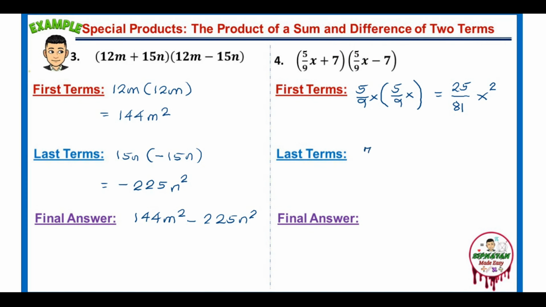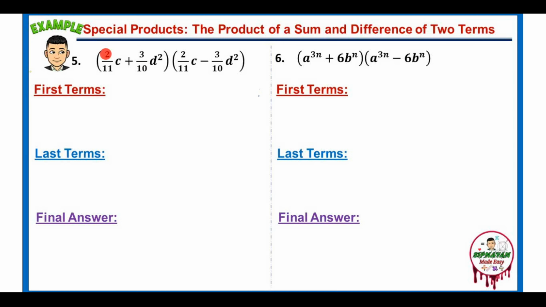Multiplying positive 7 with negative 7, this will give us negative 49. To finalize our answer, we're going to combine the product of the first term, which is 25 over 81x squared, and the product of the last terms, which is negative 49. Since the given terms are unlike terms, we're going to write them as they are. Therefore, the final answer is 25 over 81x squared minus 49.